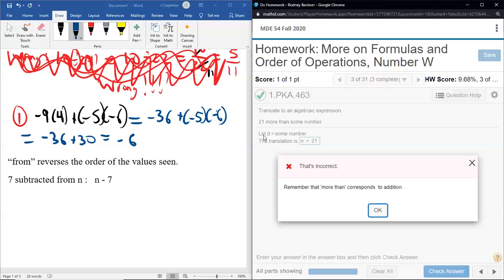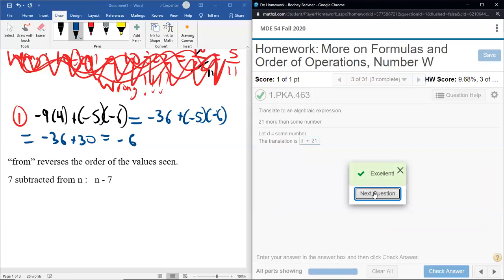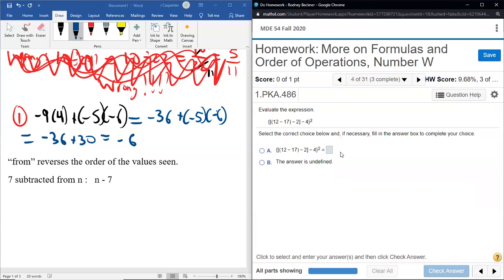Let D represent the number. So let's see if D plus 21 will work. And it does. So it would have taken 21 plus D or D plus 21. I tried to mislead you with the wrong letter, but we can see that we got the right answer. All right, back to some PEMDAS.